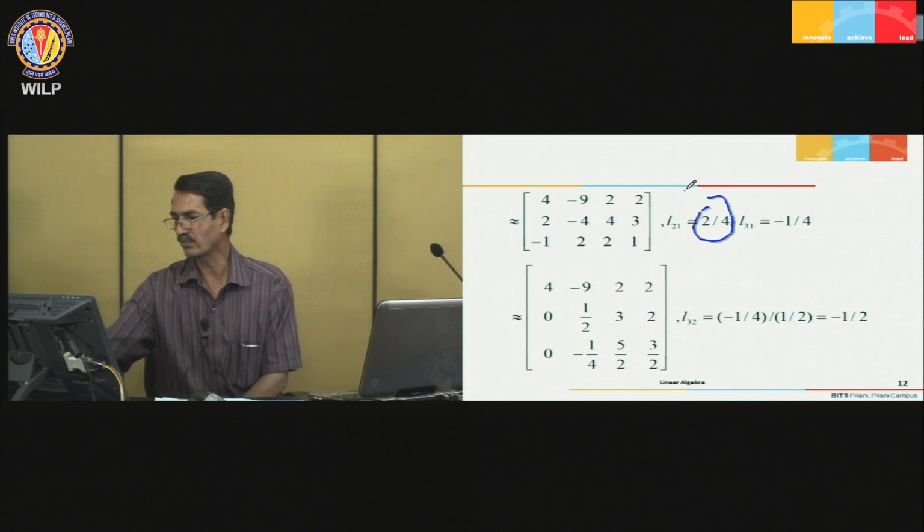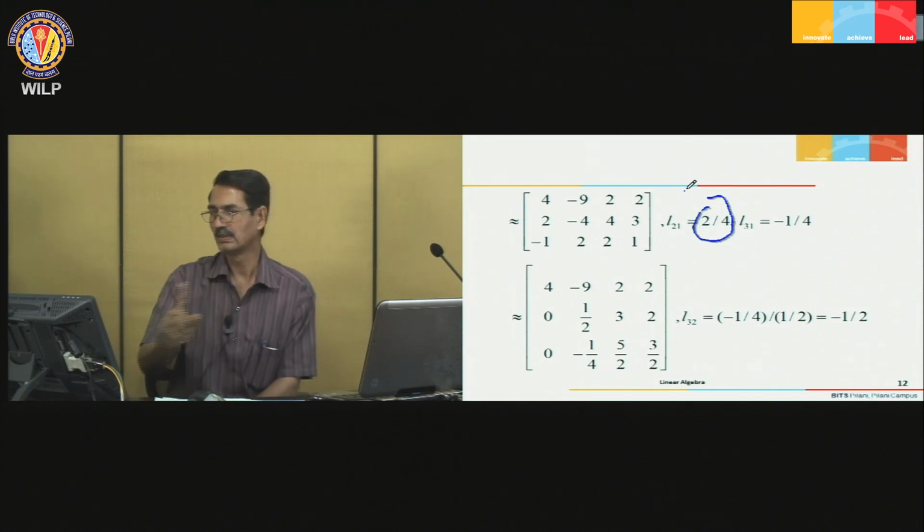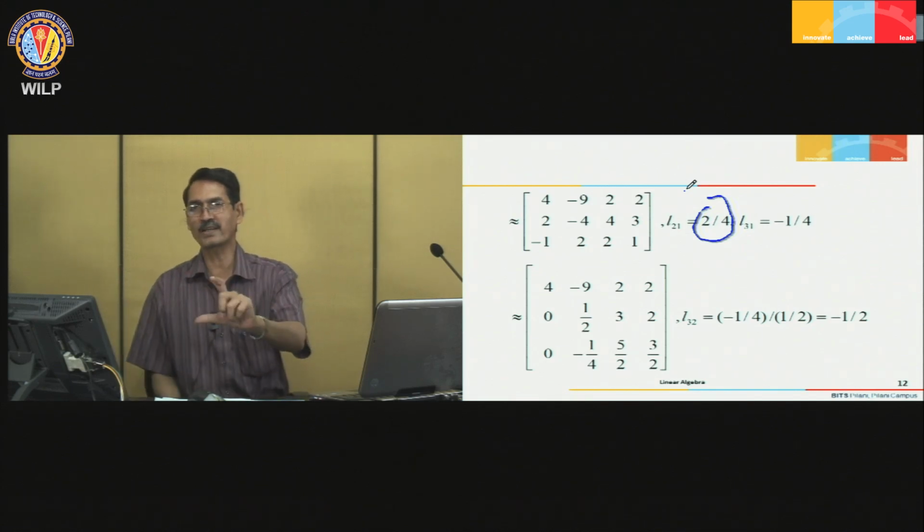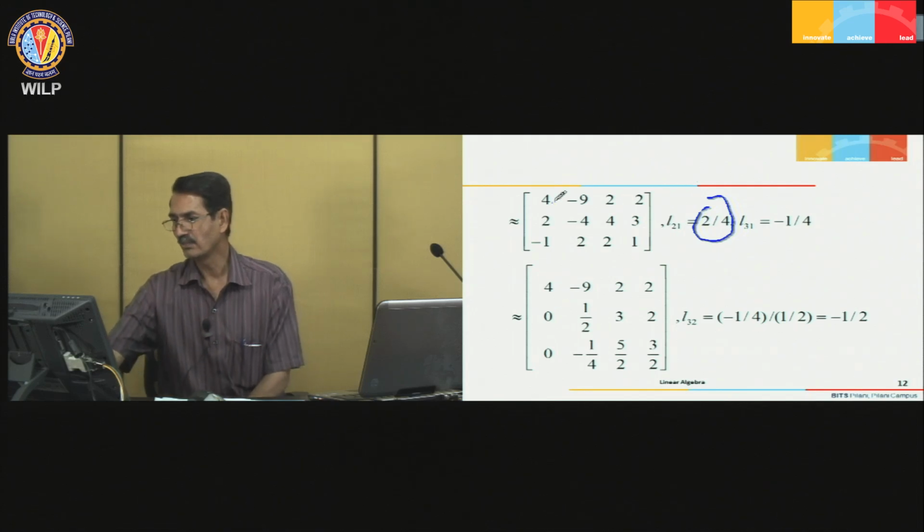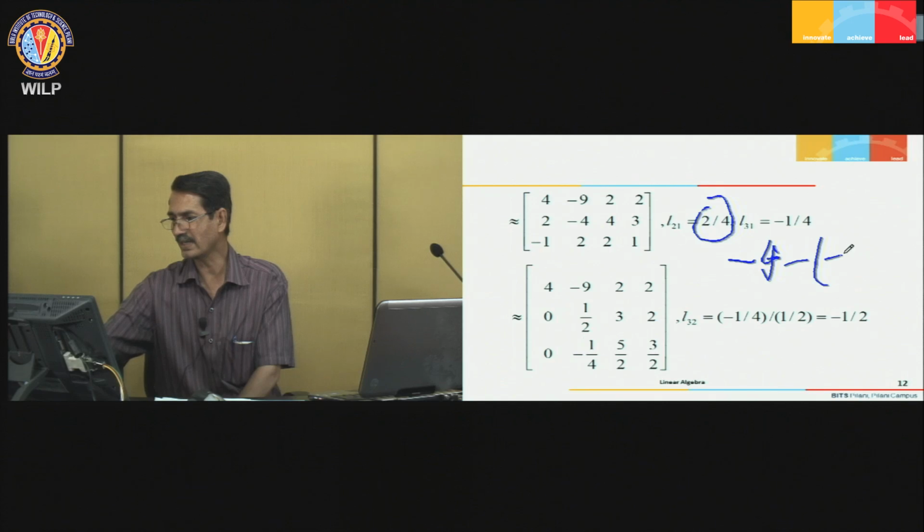This is your 2 by 4. So, multiply the first row by half. Then subtract from the second row. See that you will get 0 here. Multiplying the first row by 2 by 4 means half. So, 4 will become 2, minus 9 by 2, 1 and 1. Subtract from the second row. So, here it is 2, then 2, you will get 0 here. Here it is minus 4, and look at here, minus 4, and this will be multiplied by minus 9 by 2, so minus 4, then minus of minus 9 by 2.